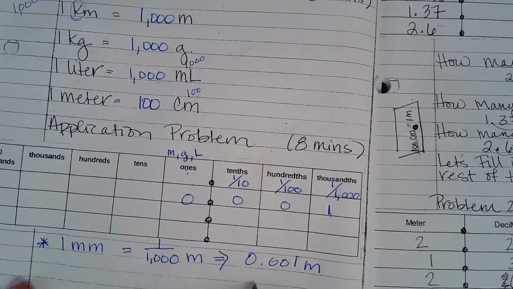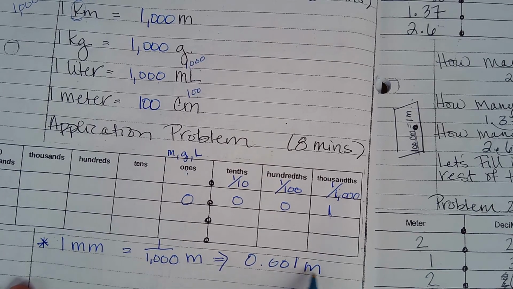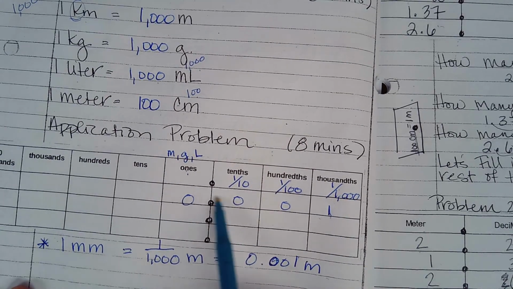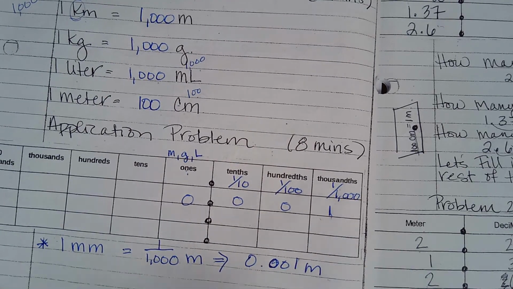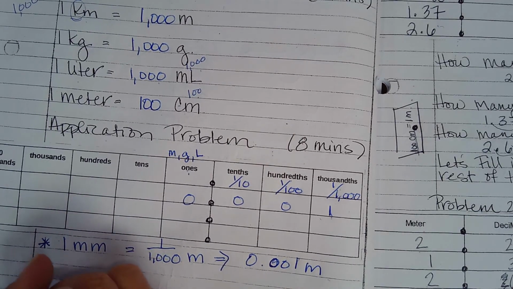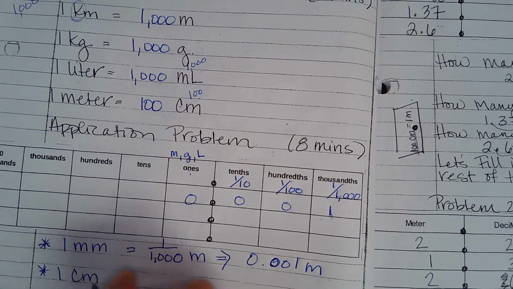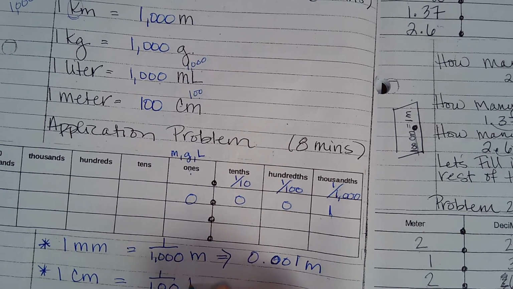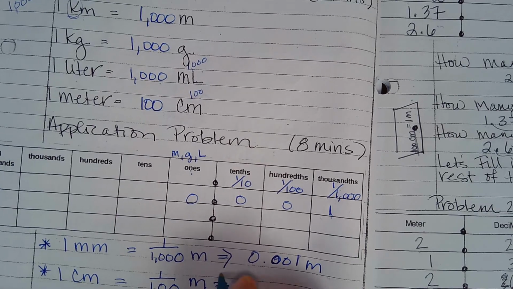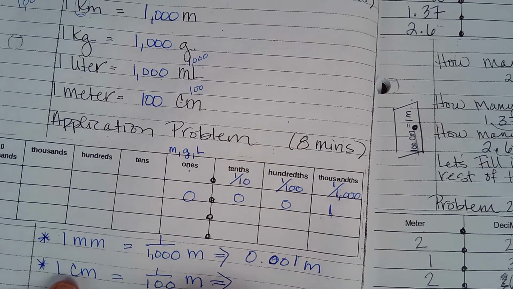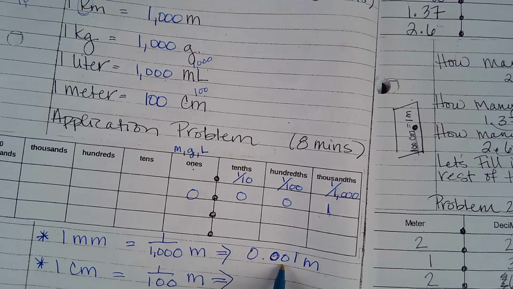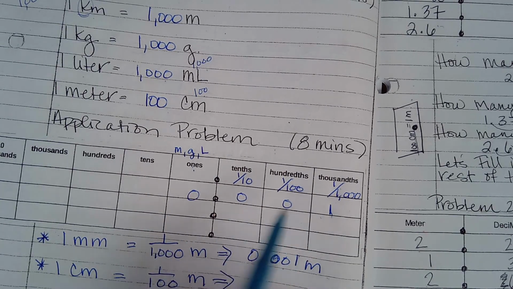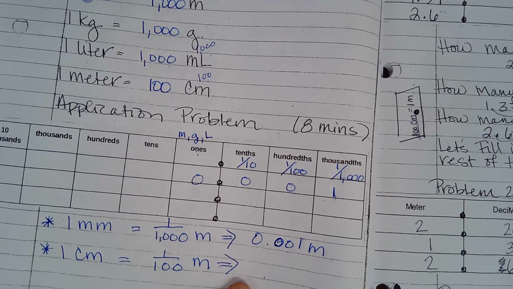All right, did you end up with 0.001 meters? And does your decimal look like this? All right, let's try centimeter. 1 centimeter is equal to 1/100th of a meter. What do you think this is going to look like? And then put it in the box above. Try it out. See how you do.